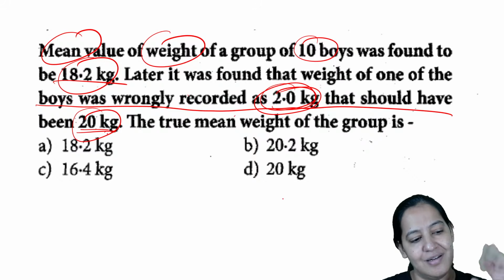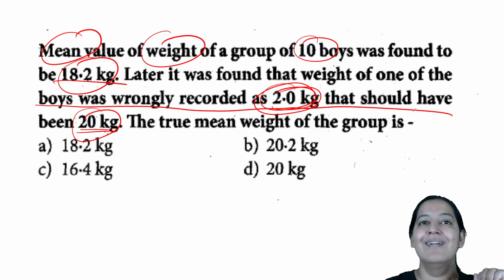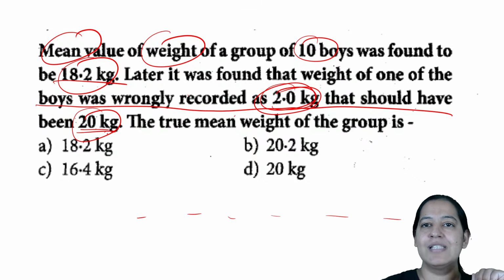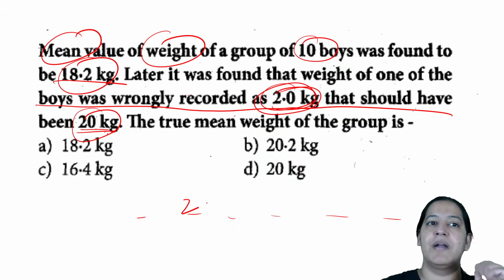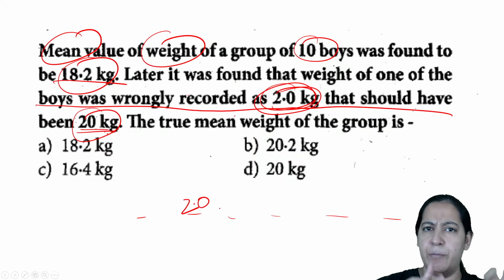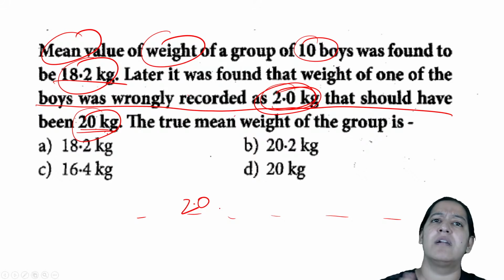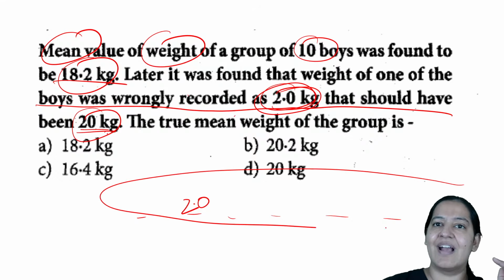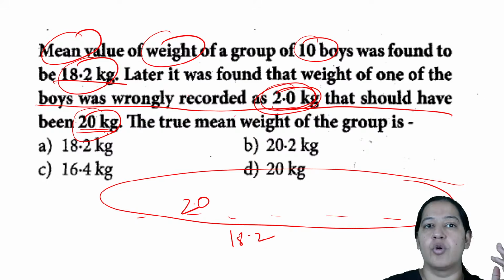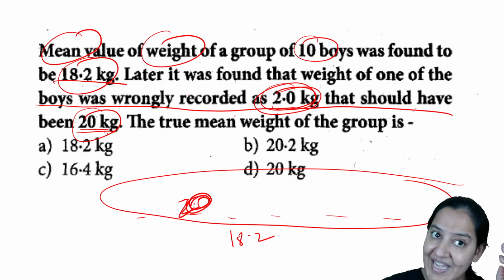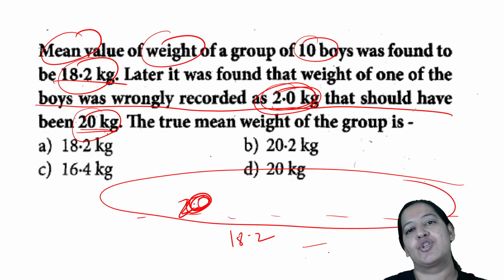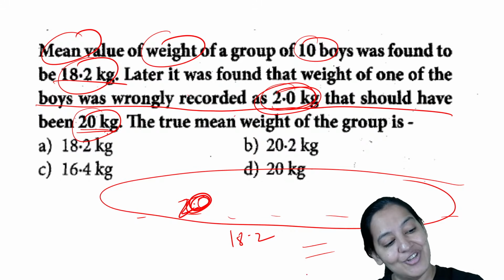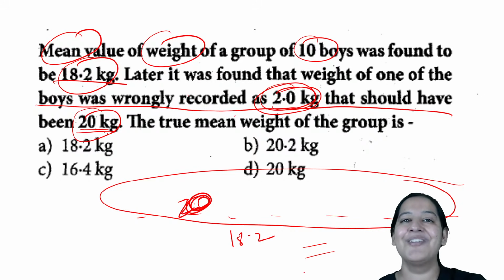Have you got the question? Have you got the meaning of the question? We have taken a set of 10 boys. One of the boys was actually 20, but instead of 20, the typist entered it as 2 in the computer entry. And in that case, we have taken the mean. The false mean is 18.2. If instead of 2, we take the actual 20, then what will be the actual mean? Now, it is a really difficult question. How will you solve it?